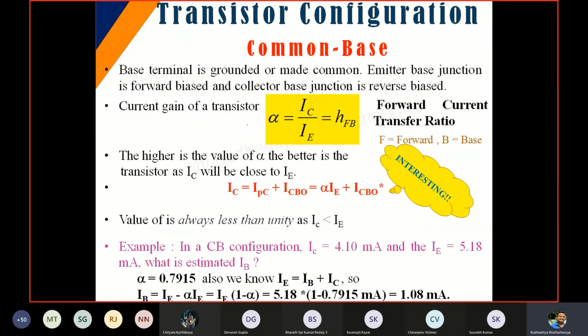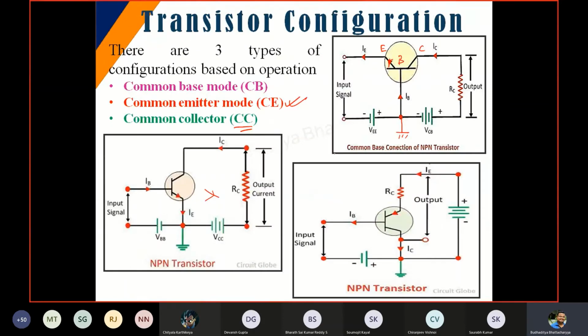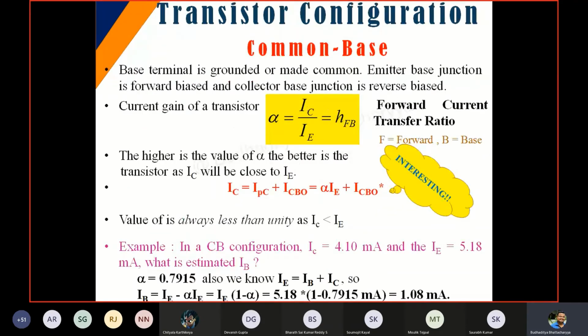One of the first parameters that came across was called alpha, or the current gain. Now, if you observe the common base configuration, which is this one, you can definitely observe that IE happens to be the input current, because this is my input signal, whereas IC is the output current, which is the output signal, because the output is over here. So if you take the ratio of IC by IE, it was considered to be something called alpha equal to IC by IE. And this parameter is important because each and every transistor which we are going to use will have these specifications.